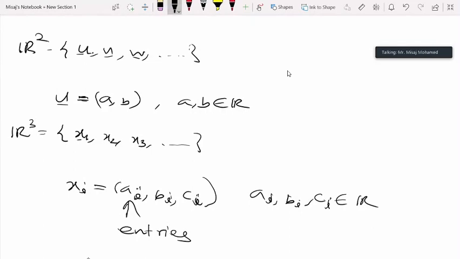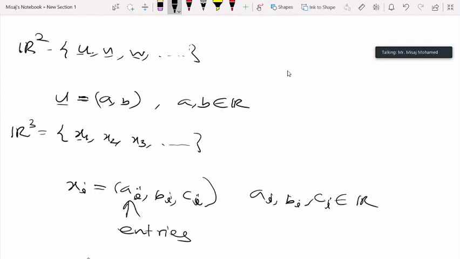In this way, we can denote. So a collection of vectors is called a set of vectors. These are the collections of vectors.